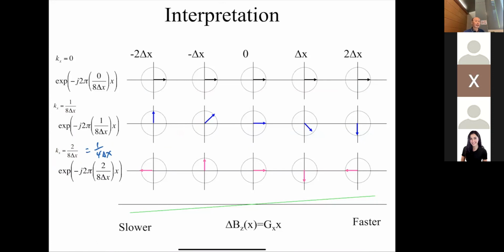That's the basic idea: these gradients impose different spatial patterns, and those are exactly the spatial patterns we need for a Fourier transform. Each of these terms is of the form e to the minus j 2 pi kx x. That's what we need in our Fourier transform. The remarkable thing is the gradients actually impose that phase pattern onto the spins themselves.